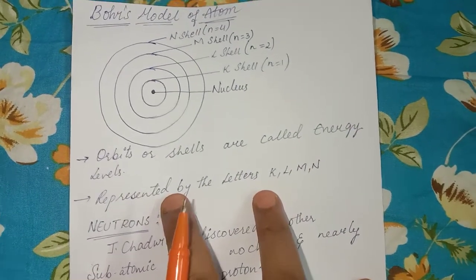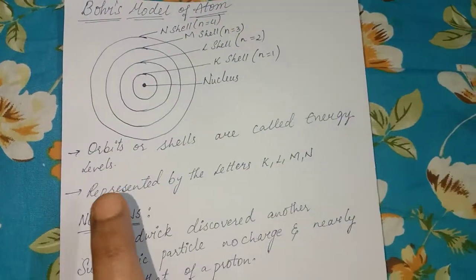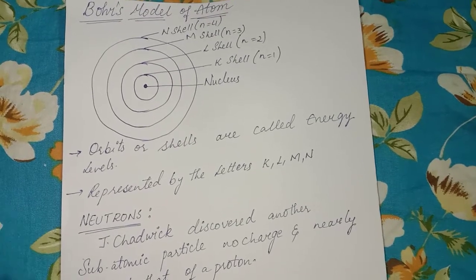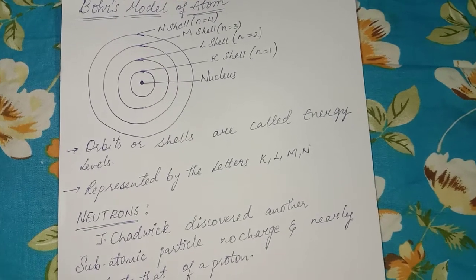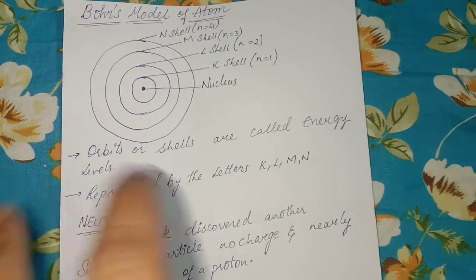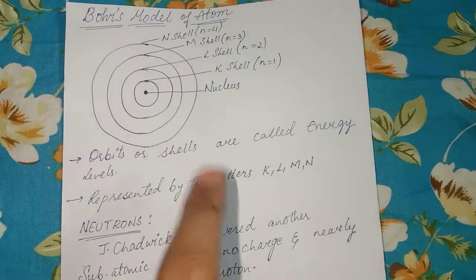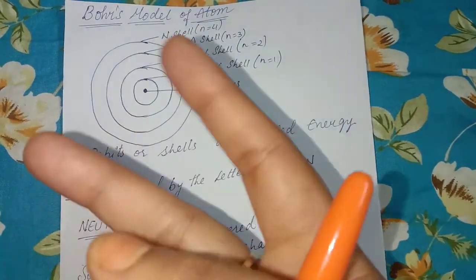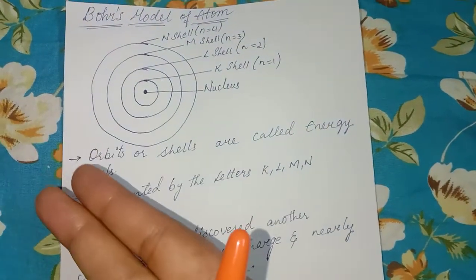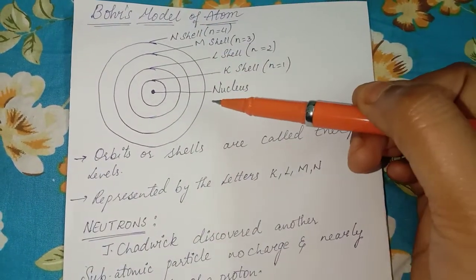Let us see. When he was doing his experimental work, he arrived at a few postulates. What are those? First, only certain special orbits, known as discrete orbits of electrons, are allowed inside the atom. Second, while revolving in discrete orbits, the electrons do not radiate energy. So he concluded two postulates about this model of the atom. Let us see how he represented it in the form of a picture.